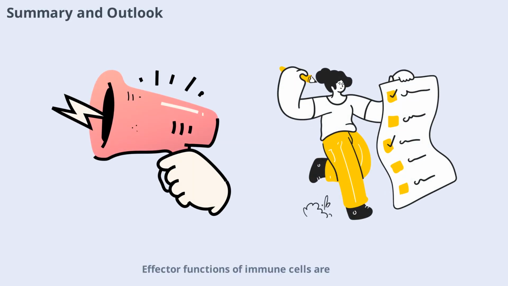Effector functions of immune cells are central to our body's defense against disease. From direct killing to communication and memory, these functions ensure both immediate and long-term protection. Advances in immunology continue to reveal new insights, offering hope for better treatments and healthier lives.